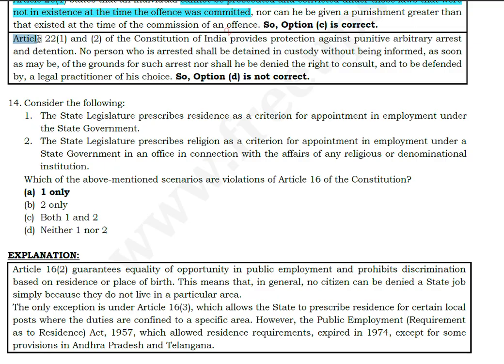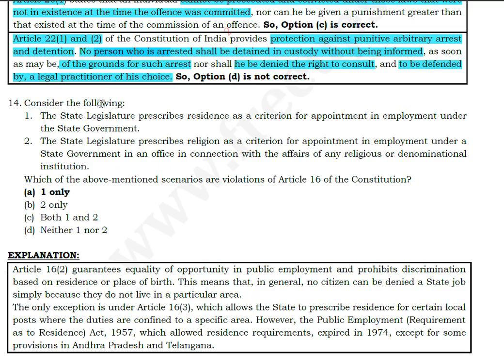Article 22, clauses 1 and 2 of the Constitution of India provides protection against punitive arbitrary arrest and detention. No person who is arrested shall be detained in custody without being informed, as soon as may be, of the grounds for such arrest, nor shall he be denied the right to consult and to be defended by a legal practitioner of his choice.